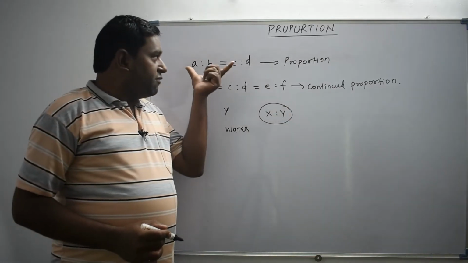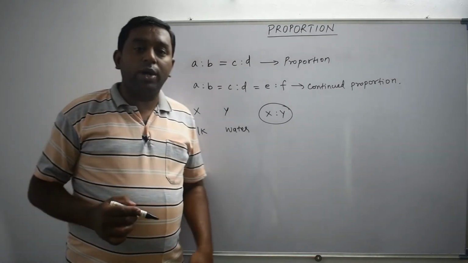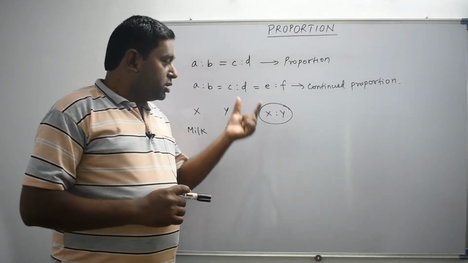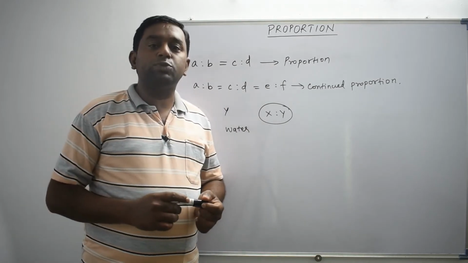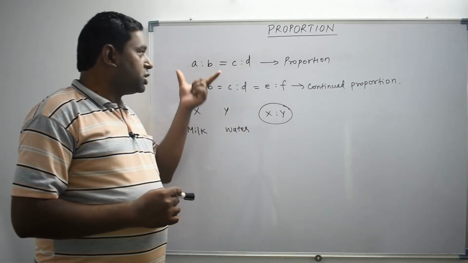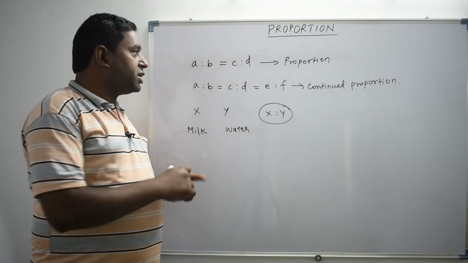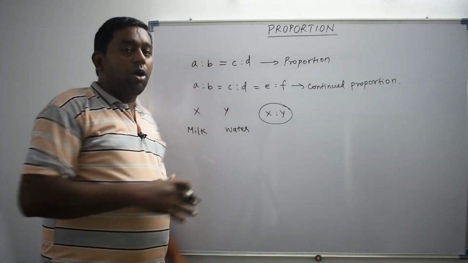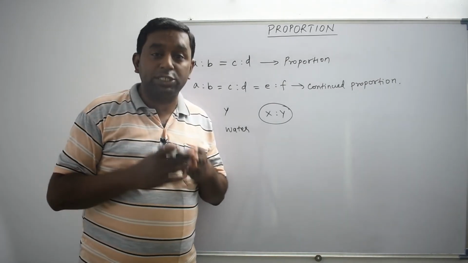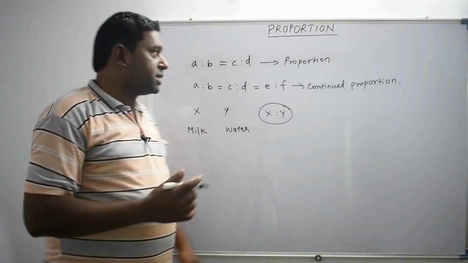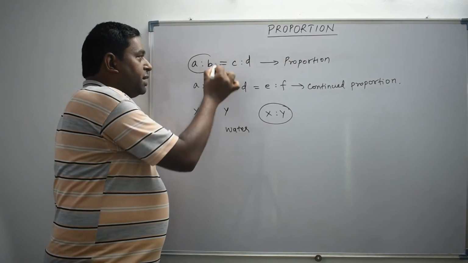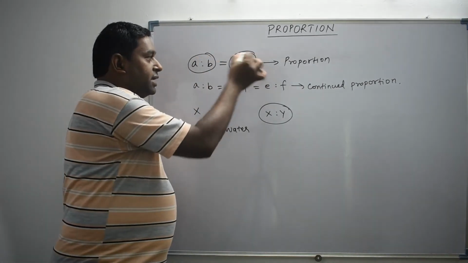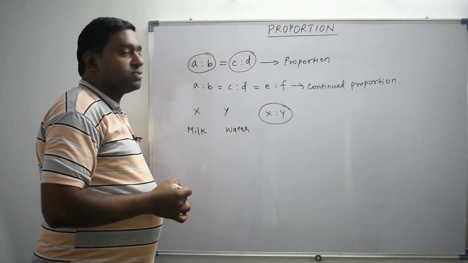But in proportion, we cannot expect all the four quantities to be of same kind. According to the definition of ratio, the quantities we compare must be of same kind. But in proportion, we have four quantities, that is A, B, C, D. All these four quantities cannot be expected to be of same kind. But the two quantities A and B in the ratio on the left side will be of same kind. C and D in the ratio on the right side must be of same kind.